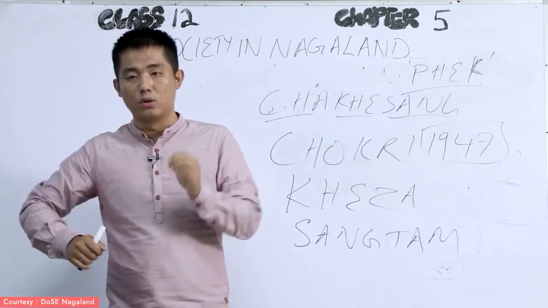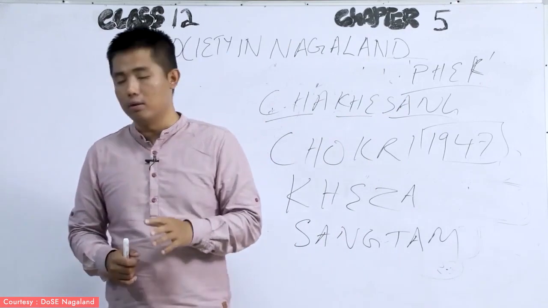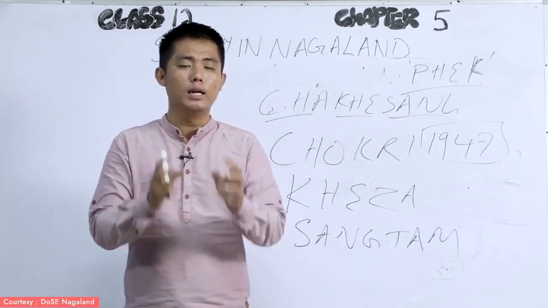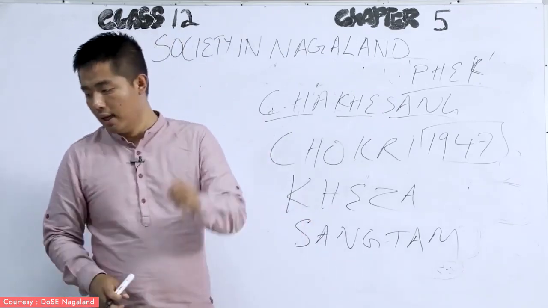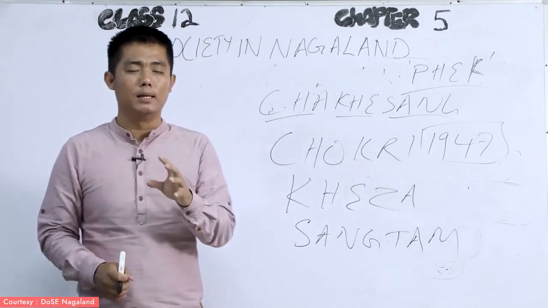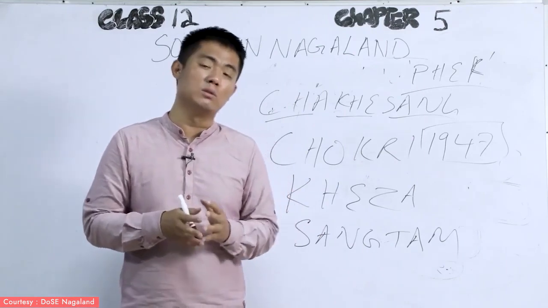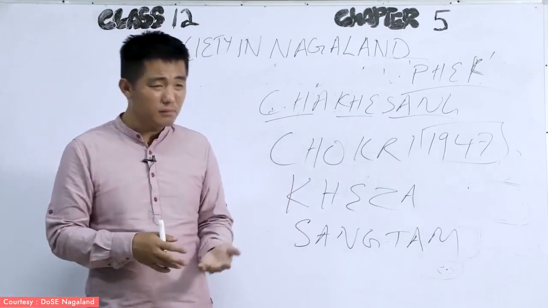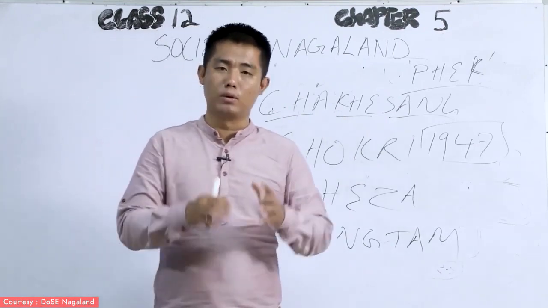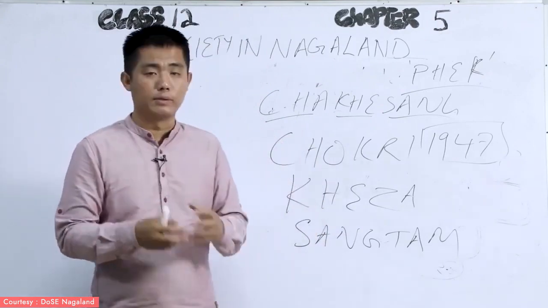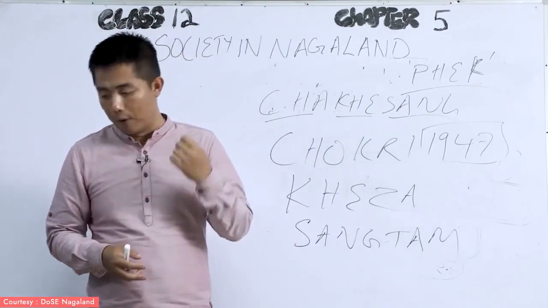Now the Chokri and the Khezha, listen to this very carefully. The Chokri and the Khezhas are culturally similar to the Angamis, and this is the reason why they were formerly known as Eastern Angamis. And like the Angamis, they also practice terrace cultivation. So their economy is also based on agriculture, and terrace cultivation is what they also practice.